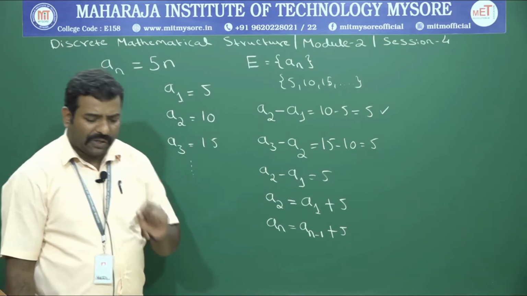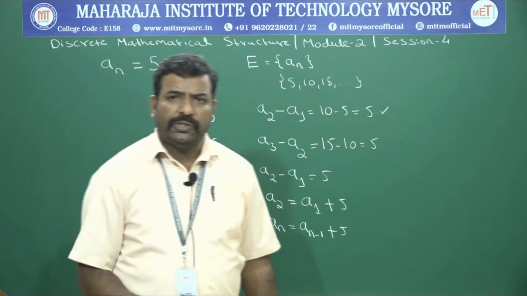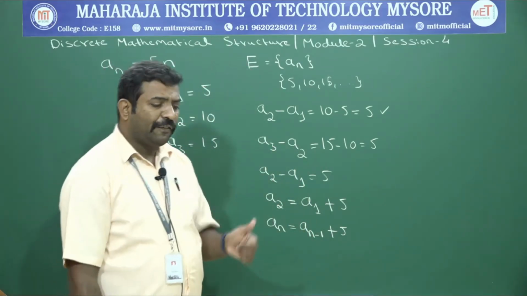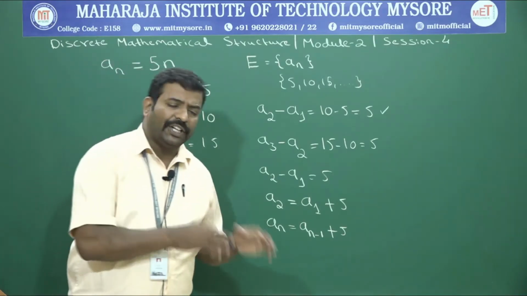But remember what I told in the previous session. Whenever you want to have a recursive rule, you need to always think about 3 components. The very first component is the base value, or the basis condition.